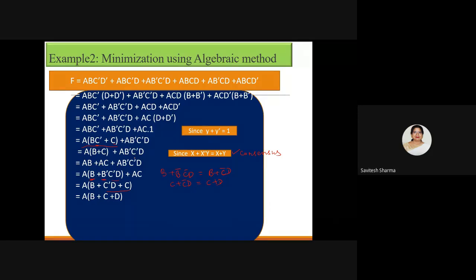So any mistake I did here or any doubt here? So in the question this term was missing. You please write given equation 7 terms are there. So you please write this A B complement C D complement.